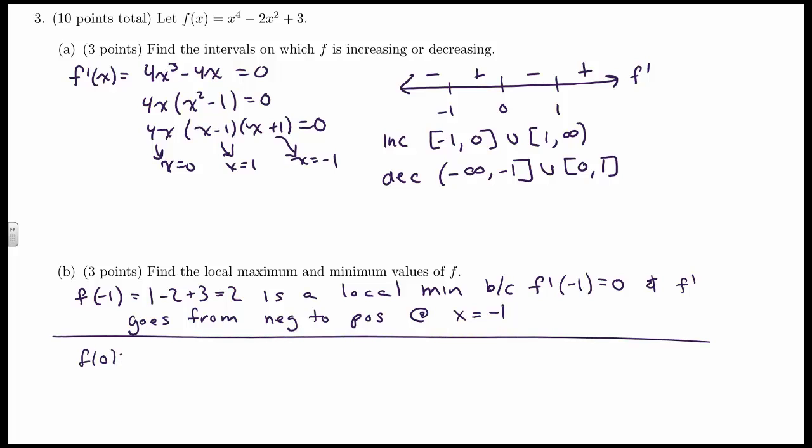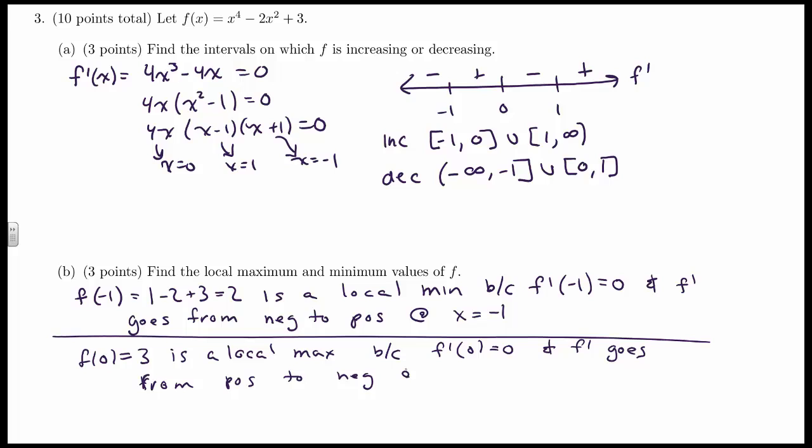f of 0, which is equal to 3, is a local max, because f prime of 0 equals 0, and f prime goes from positive to negative at x equals 0.